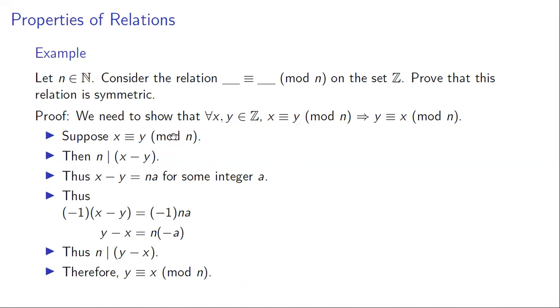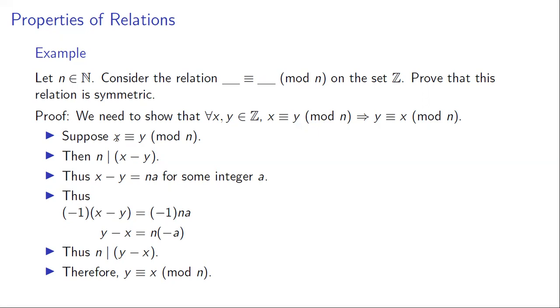We proved that by supposing that x is congruent to y mod n, and we concluded that y is congruent to x mod n. So we have proved what we wanted to prove. Now, most of this proof is straightforward application of definitions. The tricky part is in the middle, where we multiply by -1. It might not seem obvious why. Well, let me try to explain.